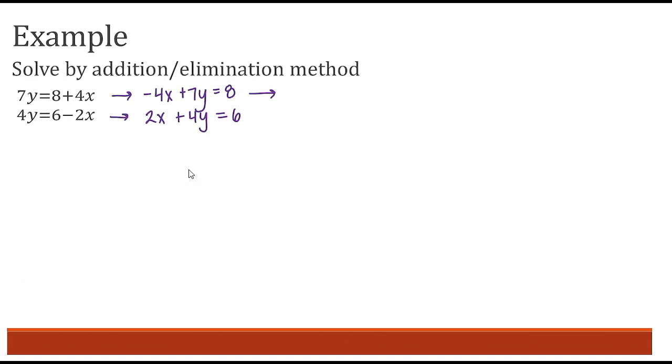So the top equation will stay negative 4x plus 7y is equal to 8. The bottom equation I'm going to multiply by a positive 2 because I want them to have opposite coefficients. So I'm going to have a positive 4x by design. If I multiply by 2 here, I get plus 8y is equal to, if I multiply 2 times 6, I get 12. So now I can add the two equations together.